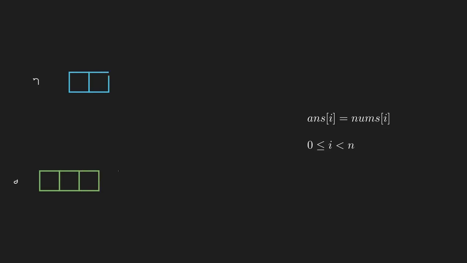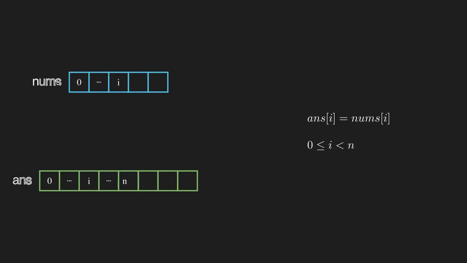The first required condition is ans at index i equals nums at index i, for every i satisfying 0 less than or equal to i and i less than n. This interval describes the first n output positions. Therefore, the element originally stored at nums index i must be copied to the identical index i in the first half of ans.